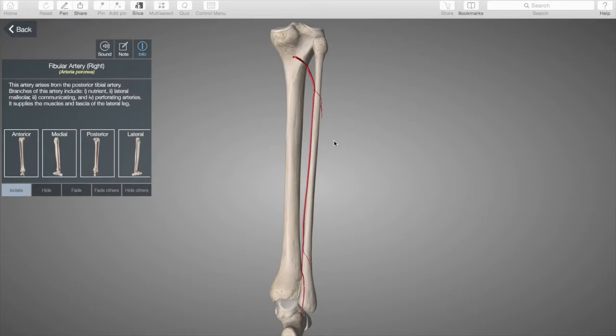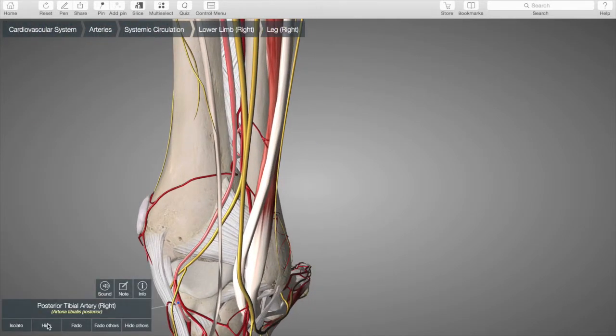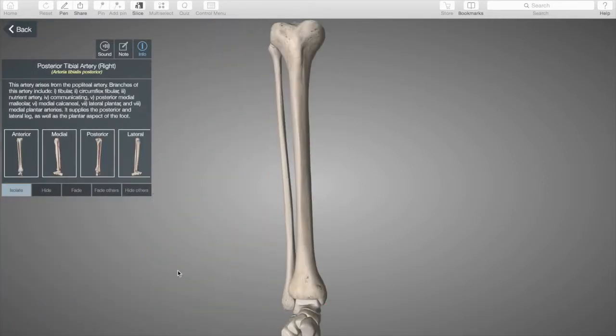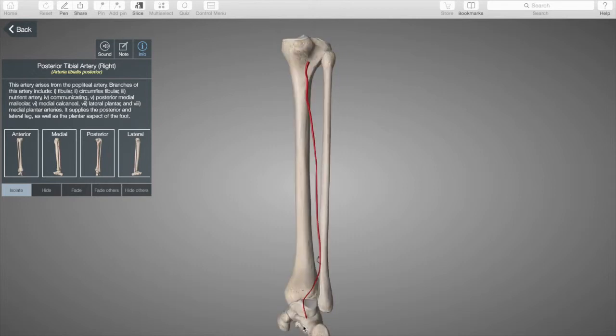Here we see the specific anatomy of the fibular artery arising from the posterior tibial artery. Branches of this artery go to nutrient vessels to the fibula, as well as the lateral malleolus, and perforating arteries to the muscles and fascia of the lateral leg. The posterior tibial artery arises from the popliteal artery. This artery supplies the posterior and lateral leg as well as the plantar aspect of the foot.